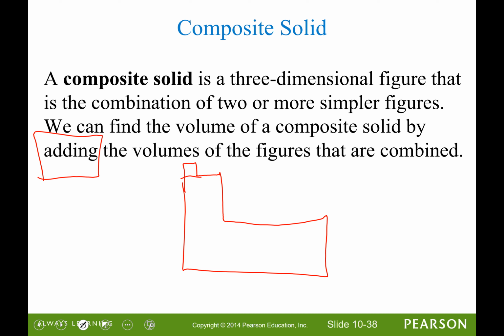So we cut it into shapes that we do know, and then we add the surface areas together to get the total area, surface area. It is the same thing with volumes. Break it into solids that you do know how to find the area of, and then just add them together.